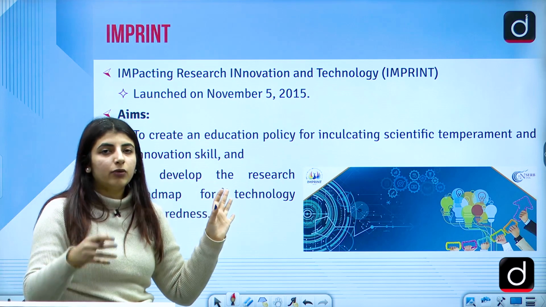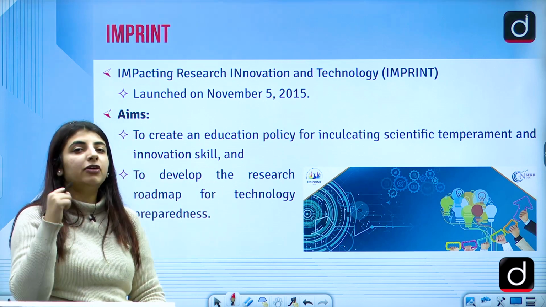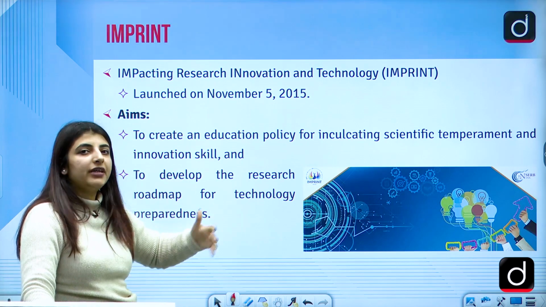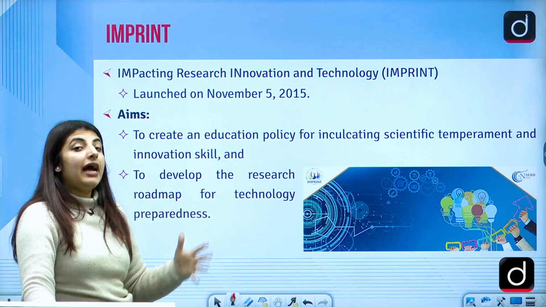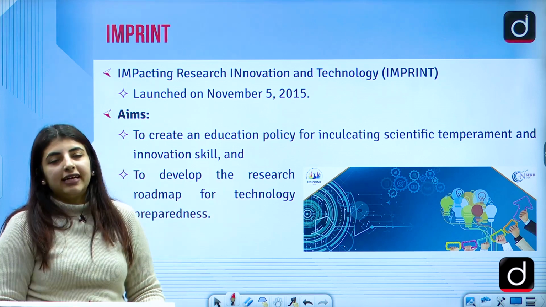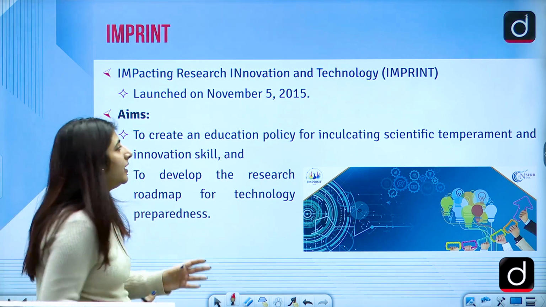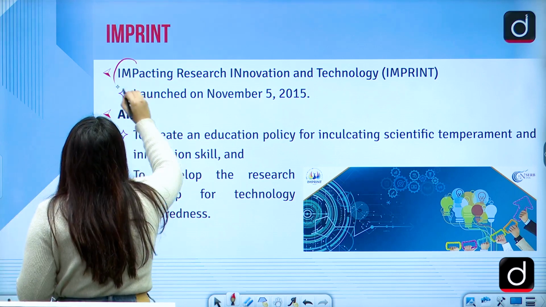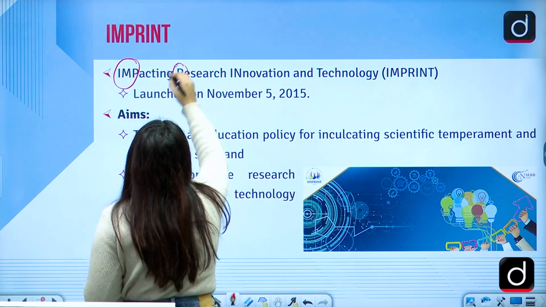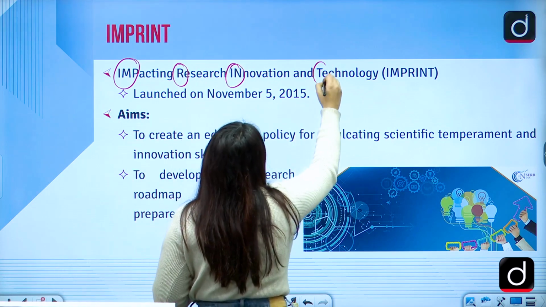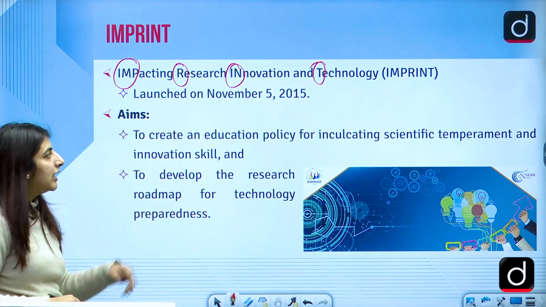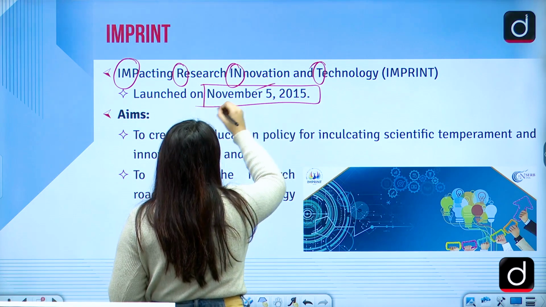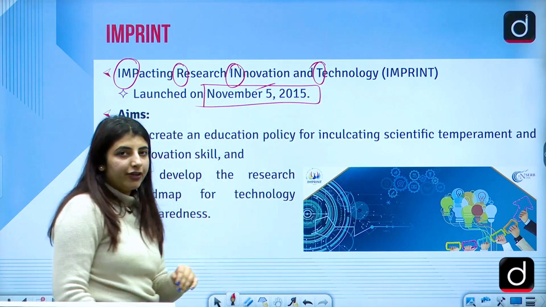So take your notebooks out wherever you want to jot these points down, because questions are asked from schemes. Hence I have incorporated some 4 or 5 slides based on the schemes, and then we will also be doing the phases in data analysis when we use ICT in research, right? So first of all, the schemes, jot them down. The full form of Imprint is Impacting Research, Innovation and Technology. Jot this down, and it was launched on November 5th, 2015. Even if you don't remember the date, you are supposed to memorize the year, correct?